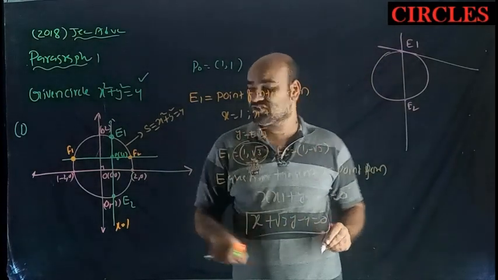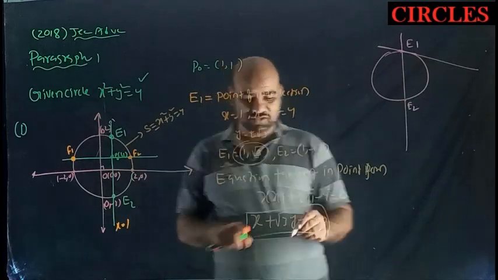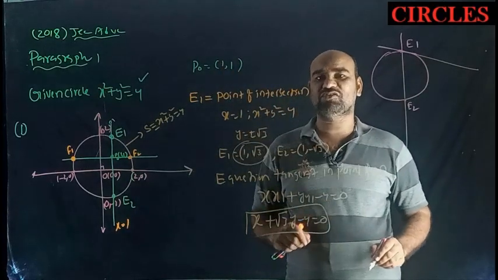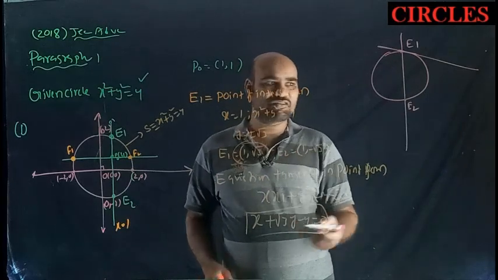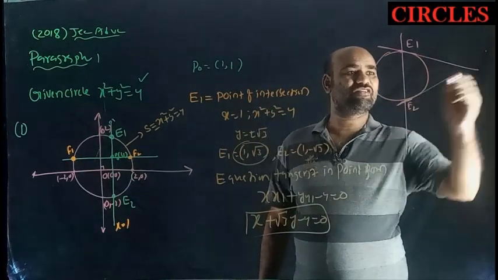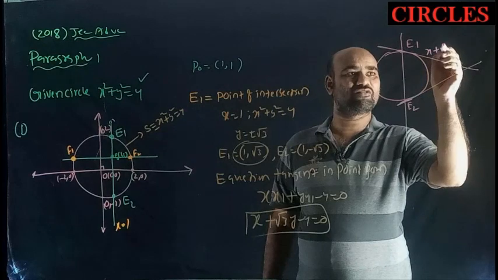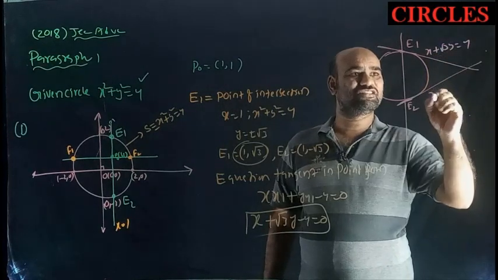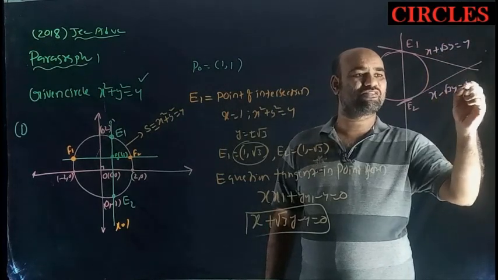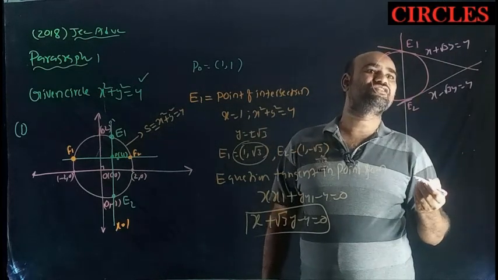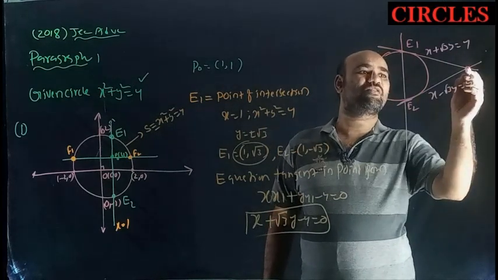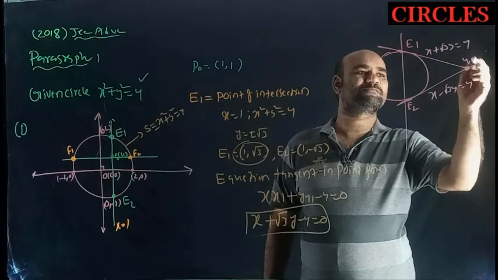Automatically, the equation of the other tangent drawn through E2 becomes x minus root 3y minus 4 equal to 0, because your point is 1 comma minus root 3. So the equation of this is x plus root 3y equal to 4, and this is x minus root 3y equal to 4. Solve them. The x's get cancelled and y equals 0, which means this point is 4 comma 0.